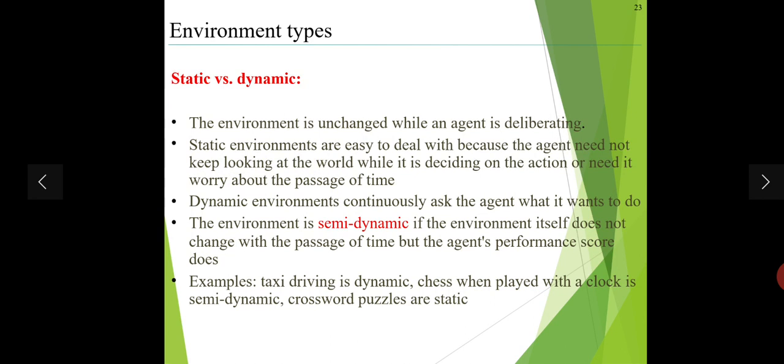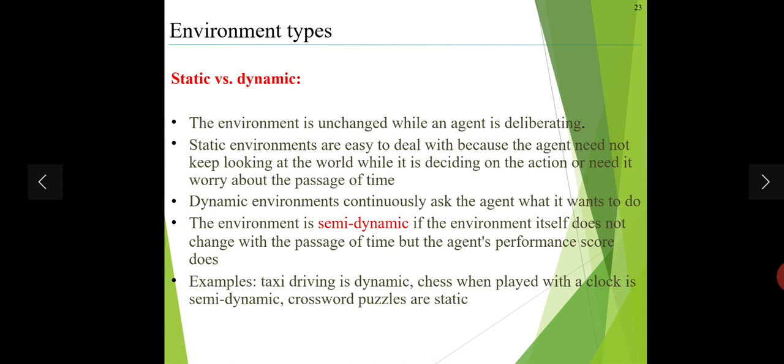Now, next environment type is static versus dynamic. The static environment and dynamic environment, as the name suggests, okay, the environment is unchanged while the agent is deliberating. Static environments are easy to deal with because the agent need not keep looking at the world while it is deciding on the action, or worry about the passage of time. Dynamic environment continuously asks the agent what it wants to do. The environment is semi-dynamic if the environment itself does not change with the passage of time, but the agent's performance score does.